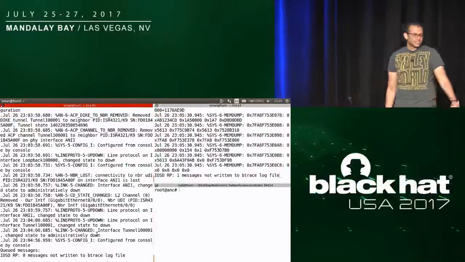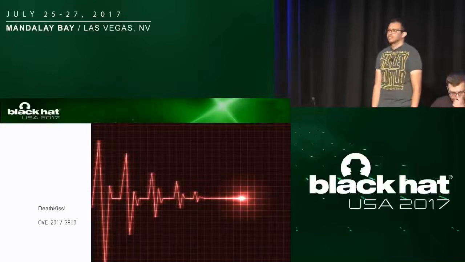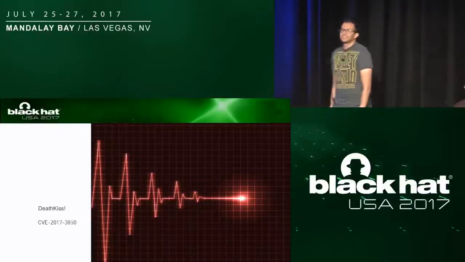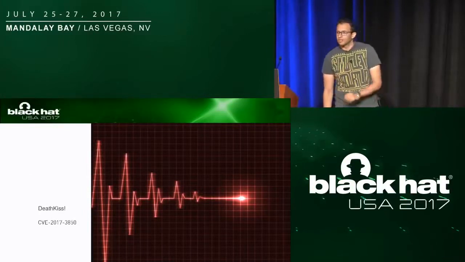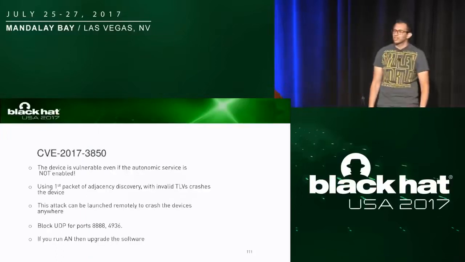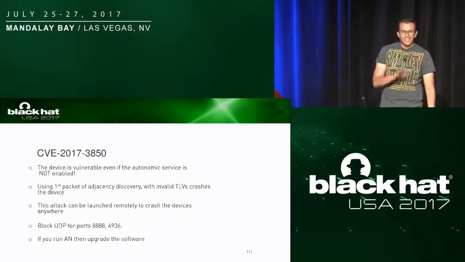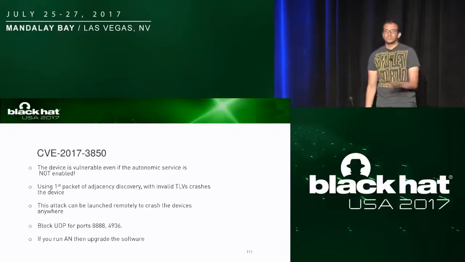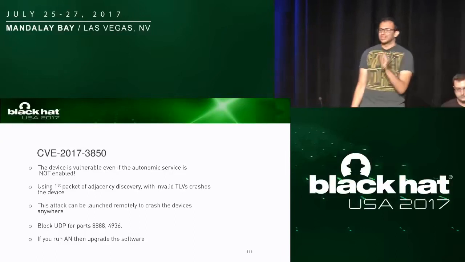Well, that's what I call the death kiss. This is my favorite attack. Regardless of whether you have autonomic services or not, just knowing your IPv6 address, the network will be crashed. We don't need anything more, just knowing the IPv6 address, and the network will be down. The whole device will be down by just sending one single packet.